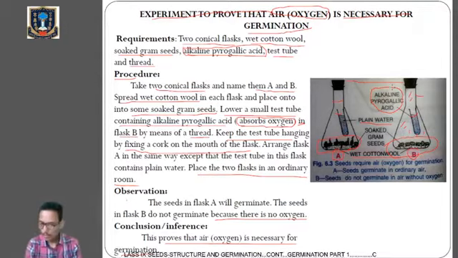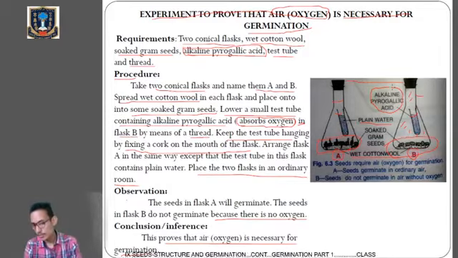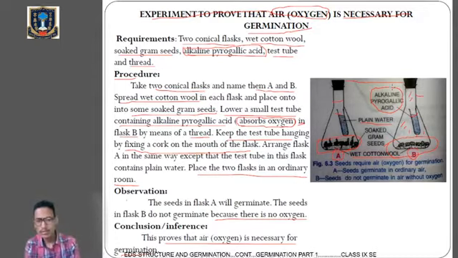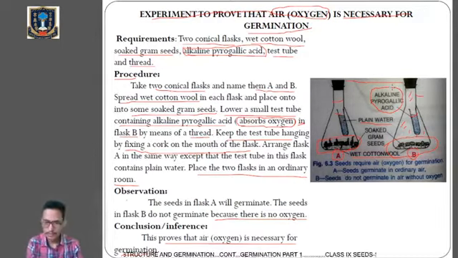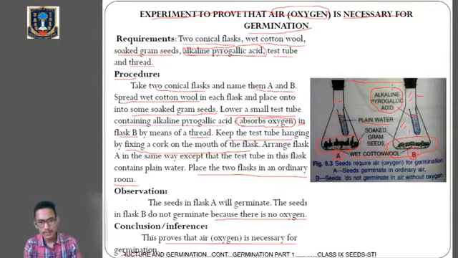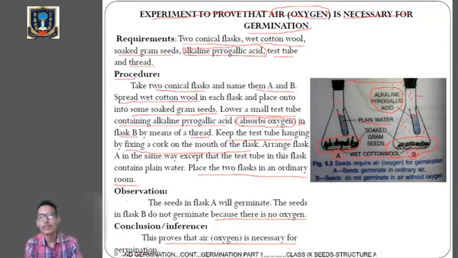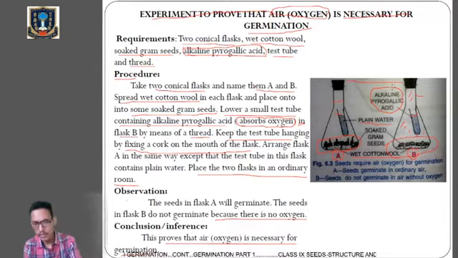Clear? So till now we have learned the definition of germination. We have learned the conditions for germination, the things essential for germination, that is water, suitable temperature and oxygen, and we have discussed the experiments to prove that water is essential for germination, suitable temperature is essential for germination, and air or oxygen is necessary for germination.